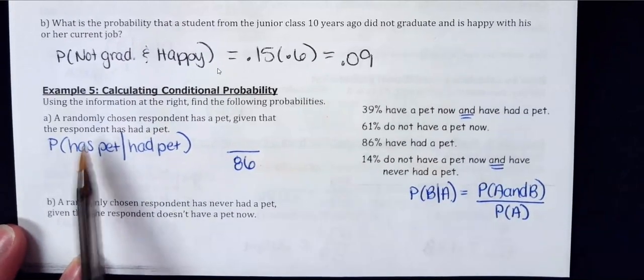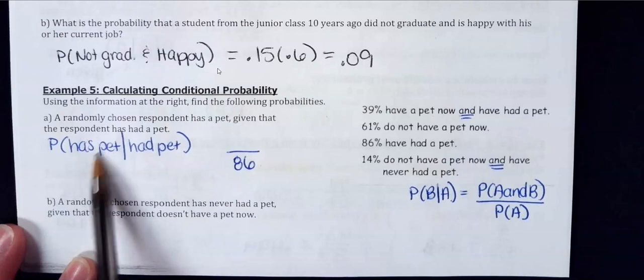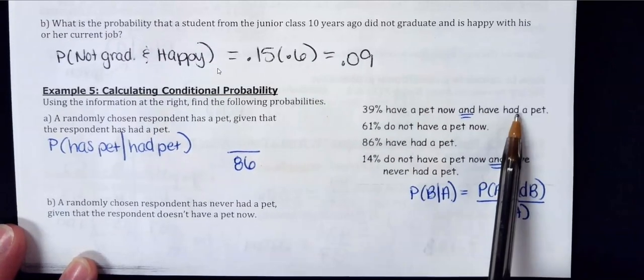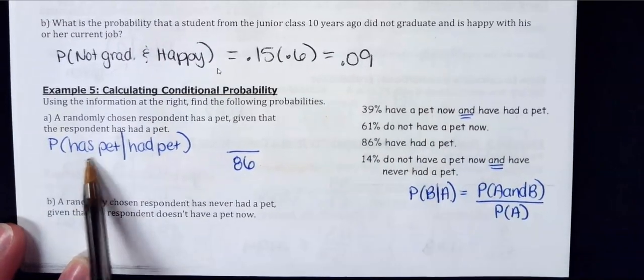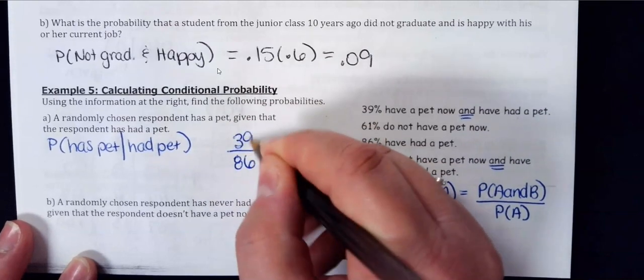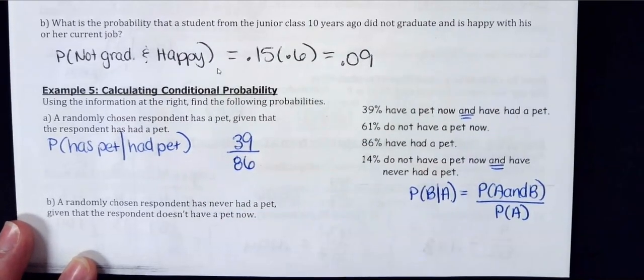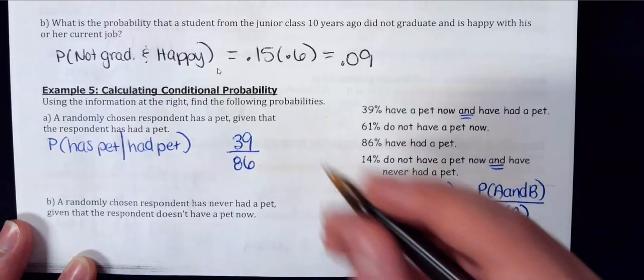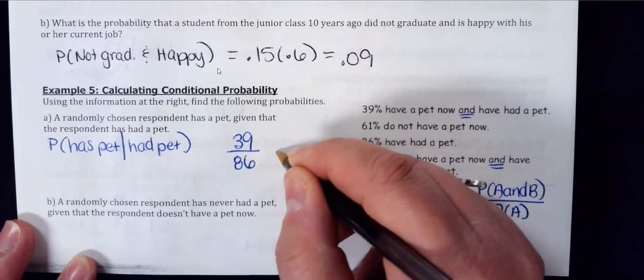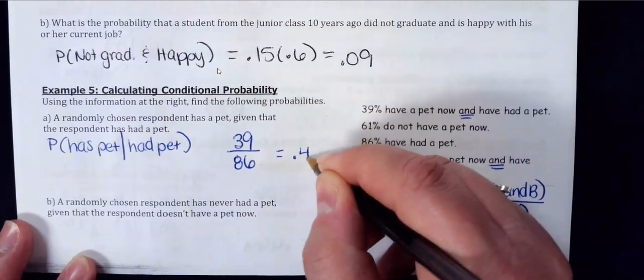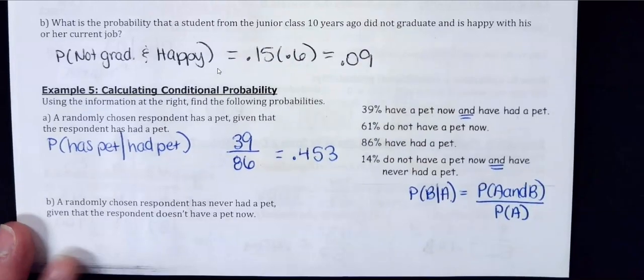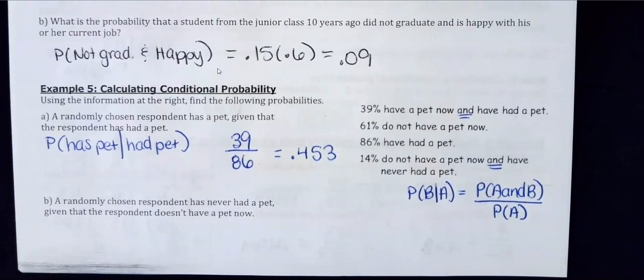So this would be they have a pet, they have a pet. So have and had in the past also, but they have a pet. So this would just be the 39 would go on the top. So you're just literally going to take 39 divided by 86. Or 0.39 divided by 0.86. They would all give you the same thing as long as you're consistent. So this would be about 0.453 to 3 decimal places.